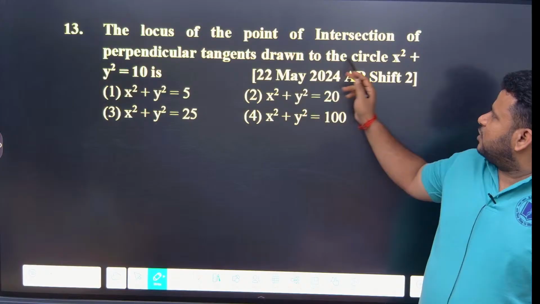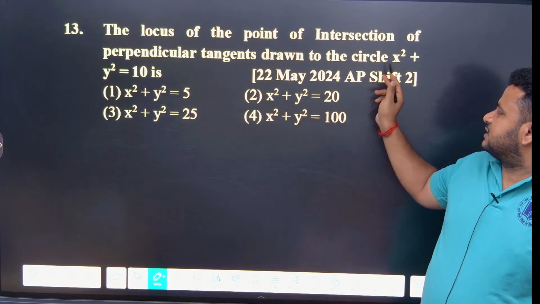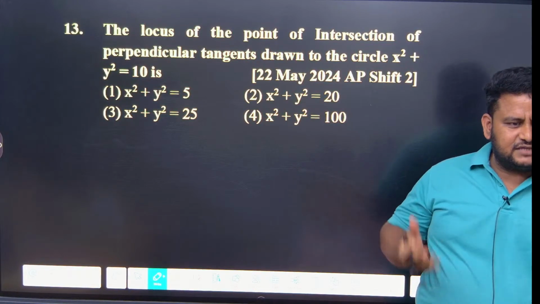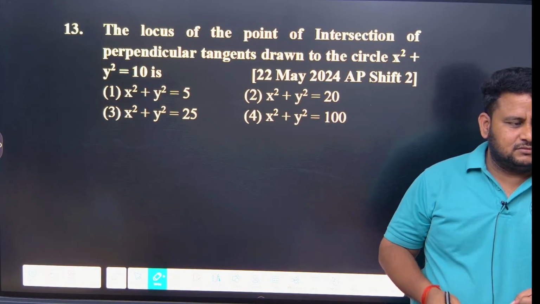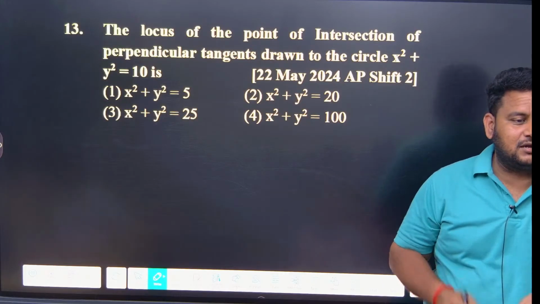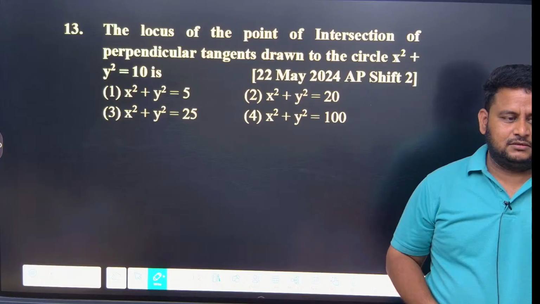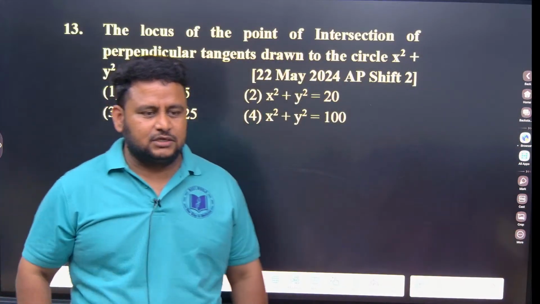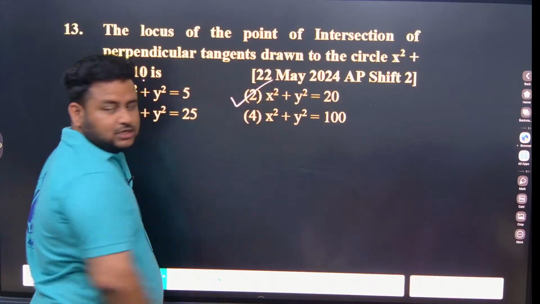See, the locus of the point of intersection of perpendicular tangents drawn to the circle x square plus y square is equal to 10 is what? What is that circle? 2r square. What is that circle called? Directrix circle. Here r square is 10, so 2r square is 20. That is the answer, option 2.